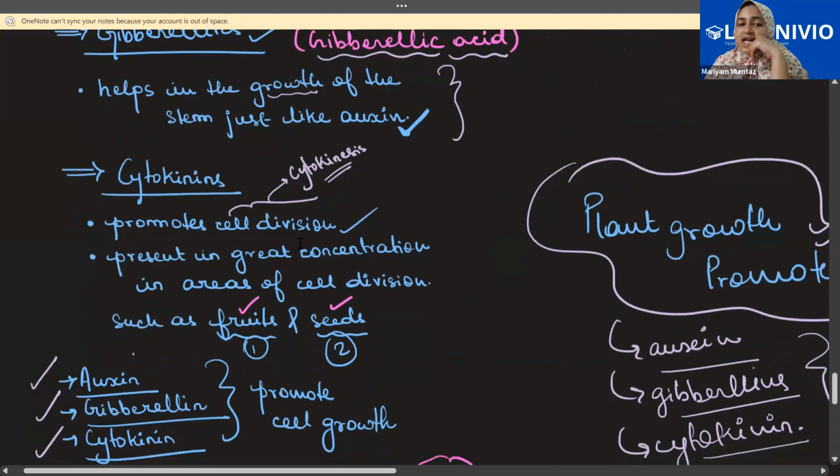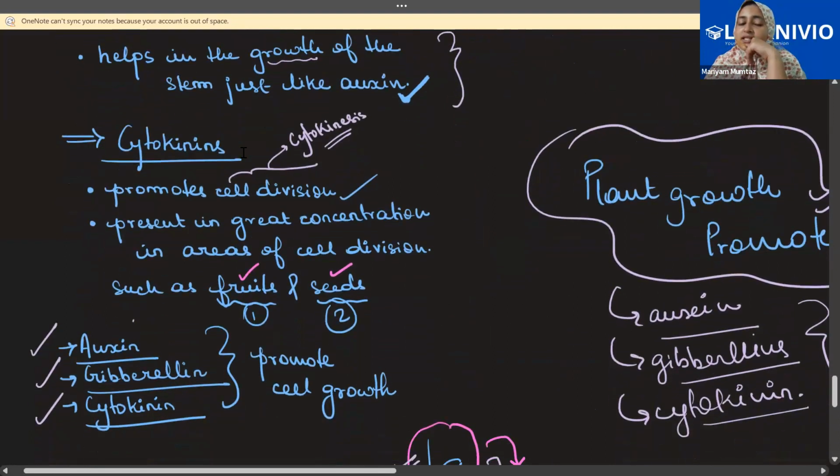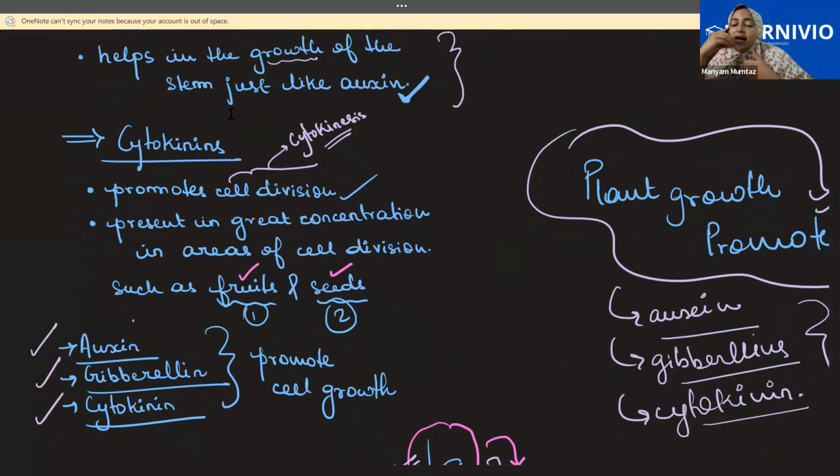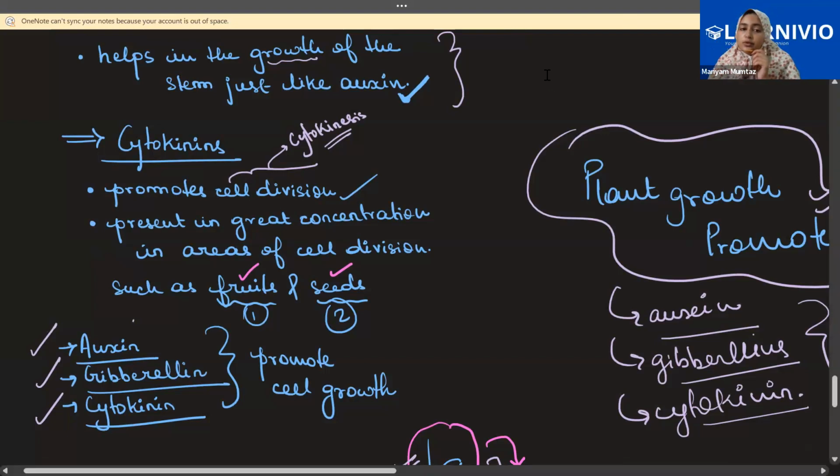Then comes the cytokinins. See, the word cytokinins comes from a very known word, that is cytokinesis. Cytokinesis means division of the cell. So these cytokinins, these hormones, what they do is that they promote the division of the cell. So wherever a cell requires division to happen, cytokinins promote it.